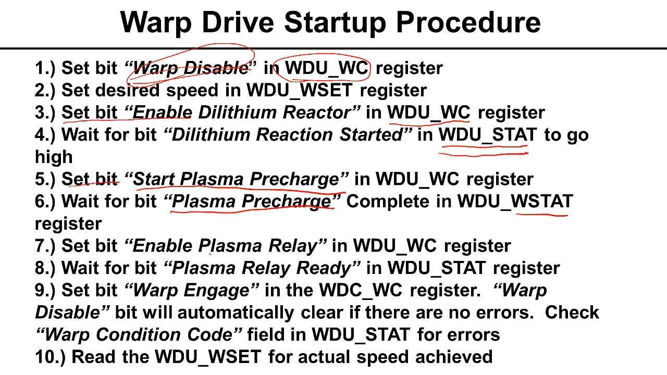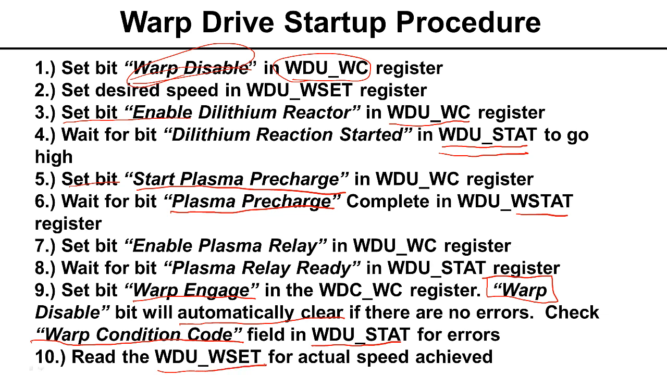There's registers, there's bits. You either have to test bits or set them. So by the time we get through setting all these relays and precharge units, finally, we can set a bit for warp engage, and then we can check to see if there's no errors. In this case, warp disable will automatically clear, so we can check that bit. And then we can look at the condition code field in the WDU stat register to see what's going on, and then we can look at the set register for actual speed.